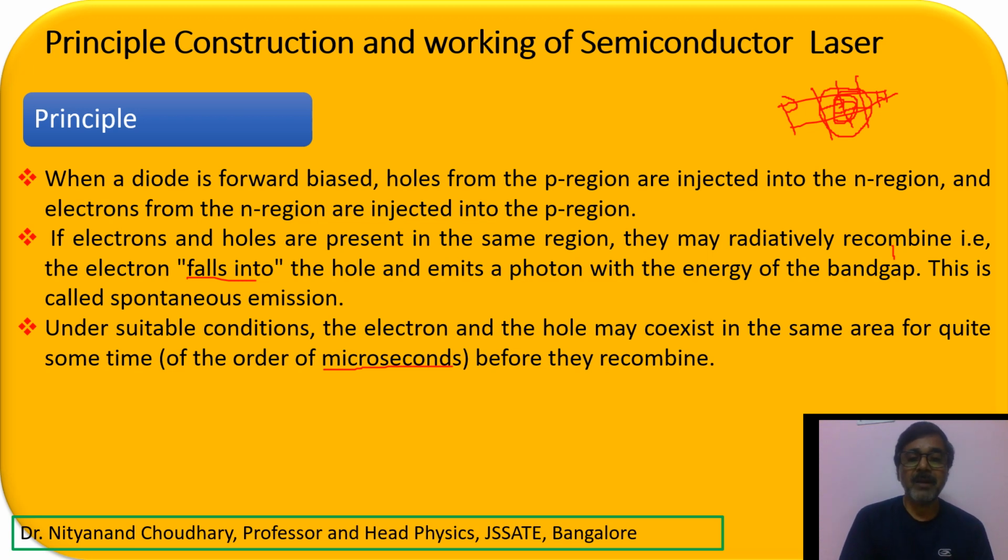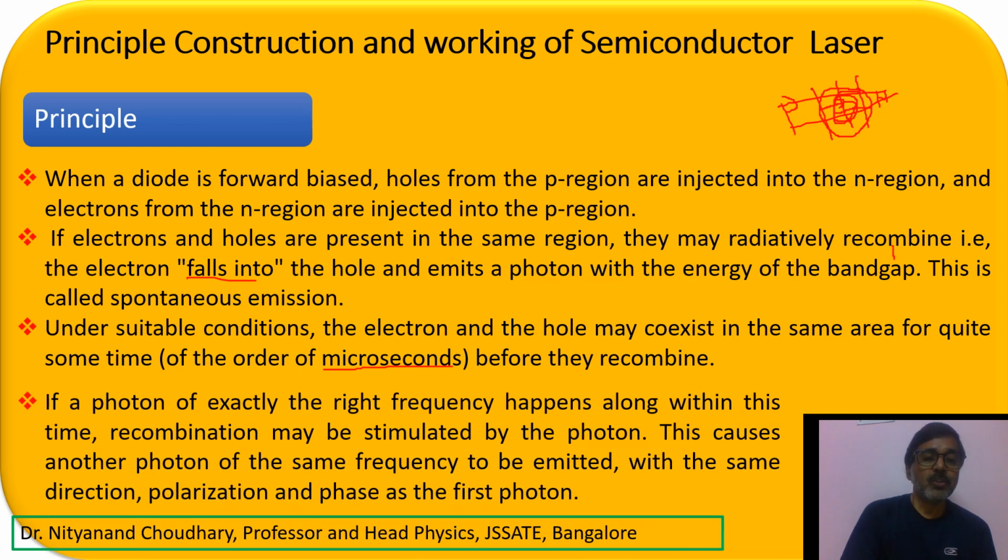All right, let's move further. So if a photon of exactly the right frequency happens along during this time, recombination may be stimulated by the photon. So this is what I have explained to you. This causes another photon of the same frequency to be emitted with the same direction, polarization and phase as the first photon. So that is your stimulated emission that we have already seen, right?